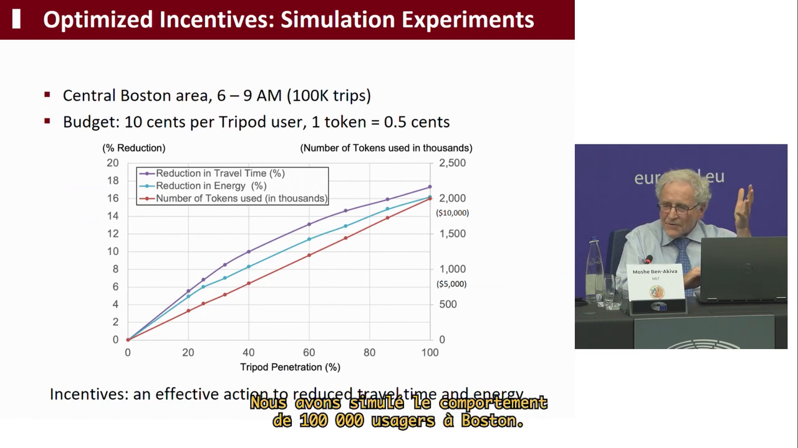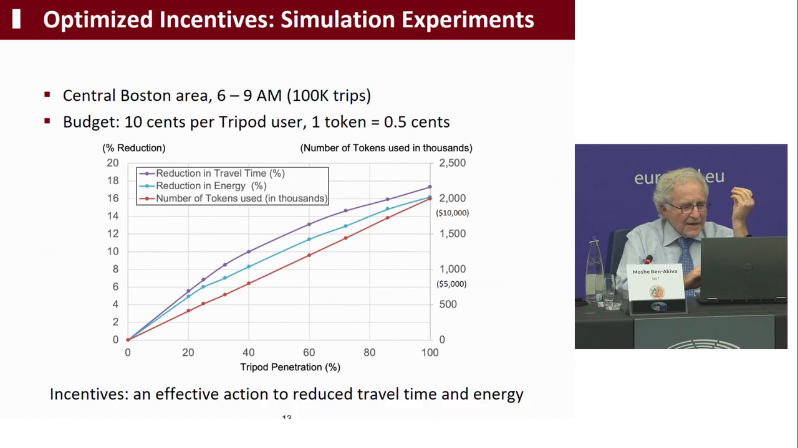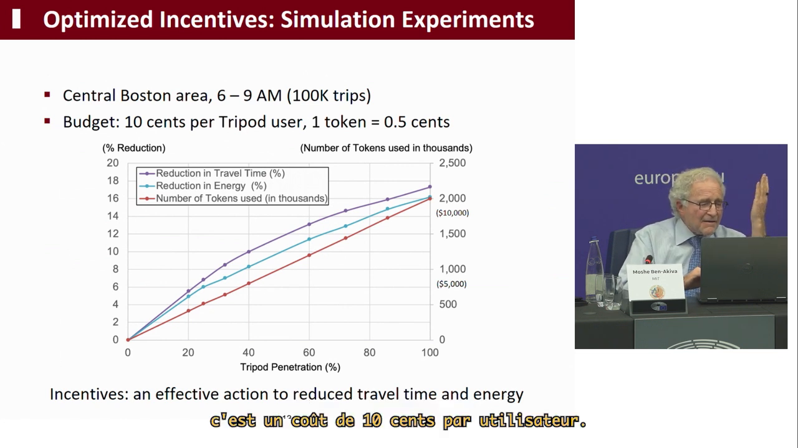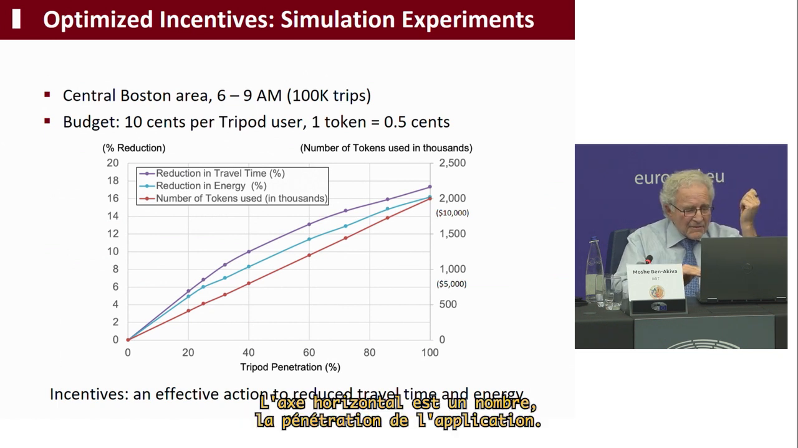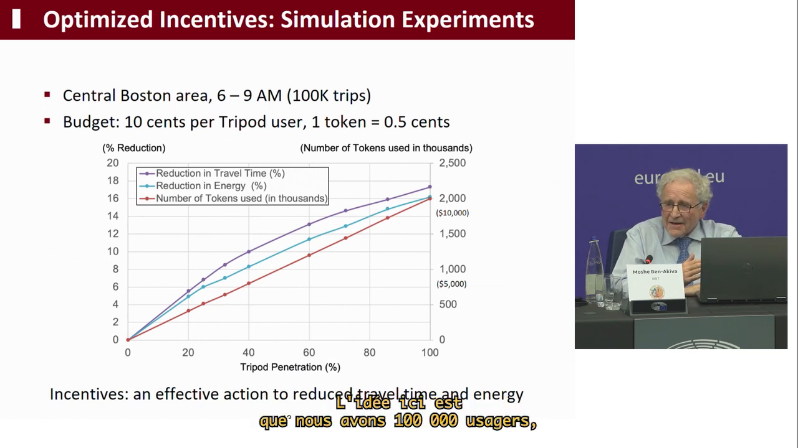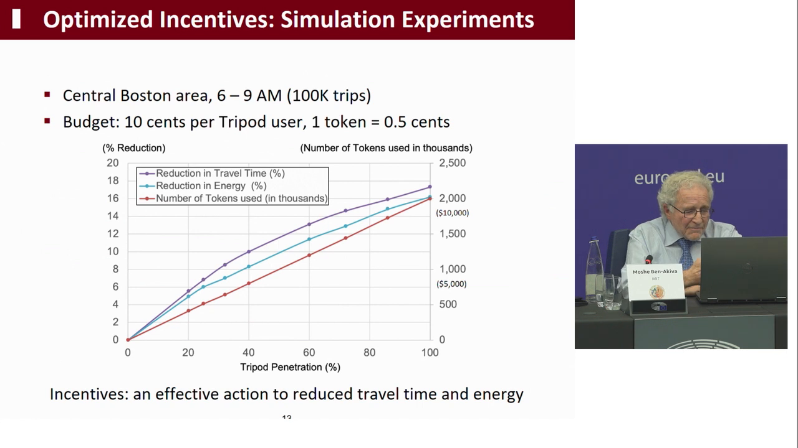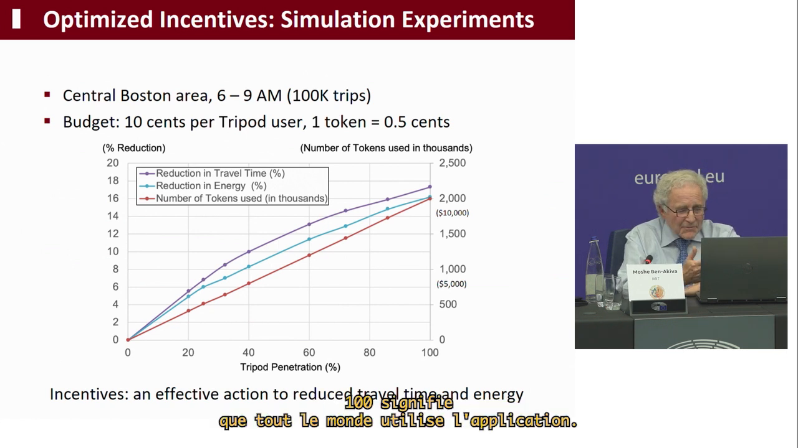And so this is a result of simulation. We simulated the behavior of, in this case, 100,000 commuters in Boston. And what we show here is that the budget shown in these results is 10 cents per user. The horizontal axis is the penetration of the app. The idea here is that we have 100,000 commuters, but maybe not all of them will subscribe to the service. So the horizontal axis is from 0 to 100. 100 means everyone is using the app.